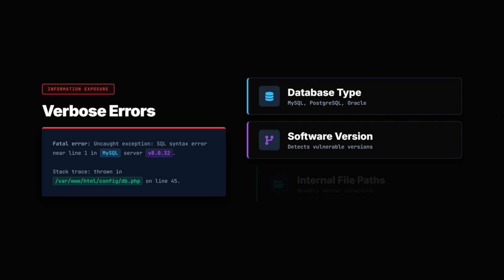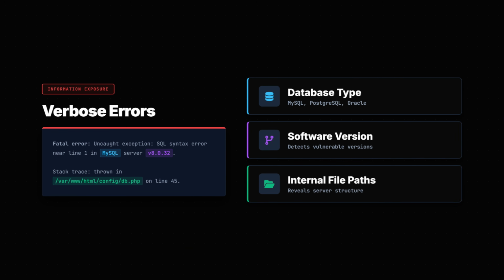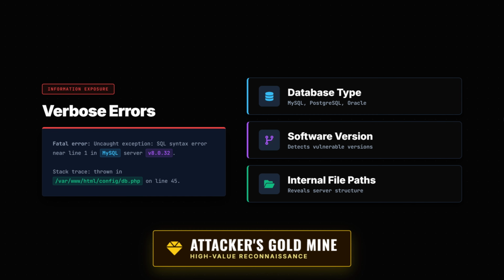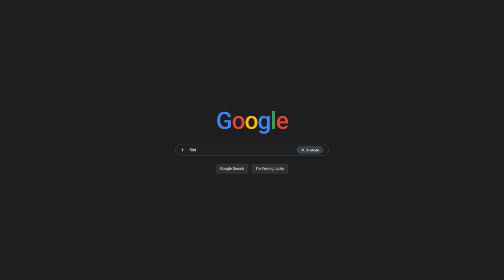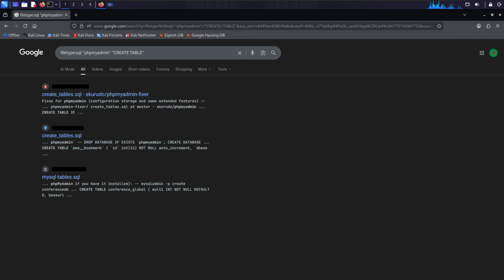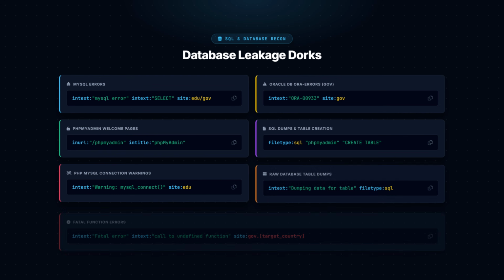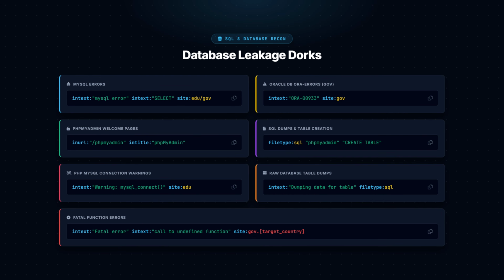The error message tells you which database, which version, and where the file is located. It's a goldmine for an attacker. This is basically a database structure hunting query. Through it, Google brings us all the files that have been exported directly from phpMyAdmin. Dorks here are used to find database backup files that have been exposed on the internet.